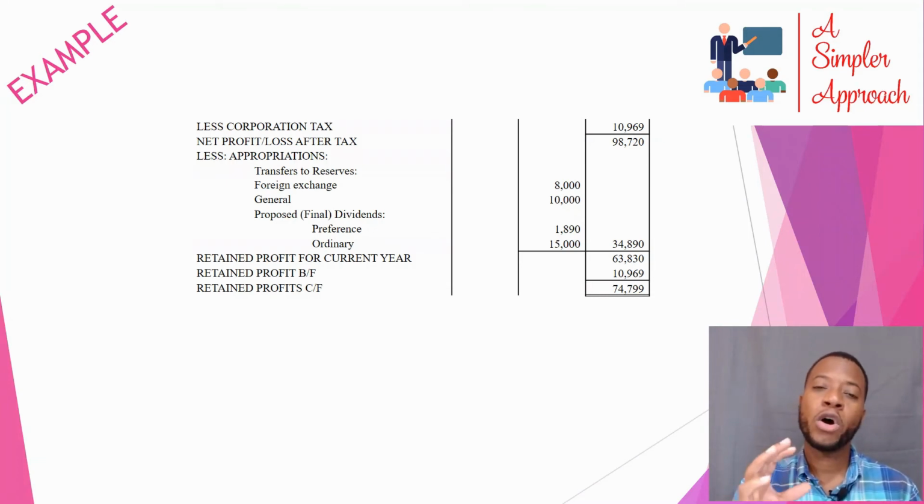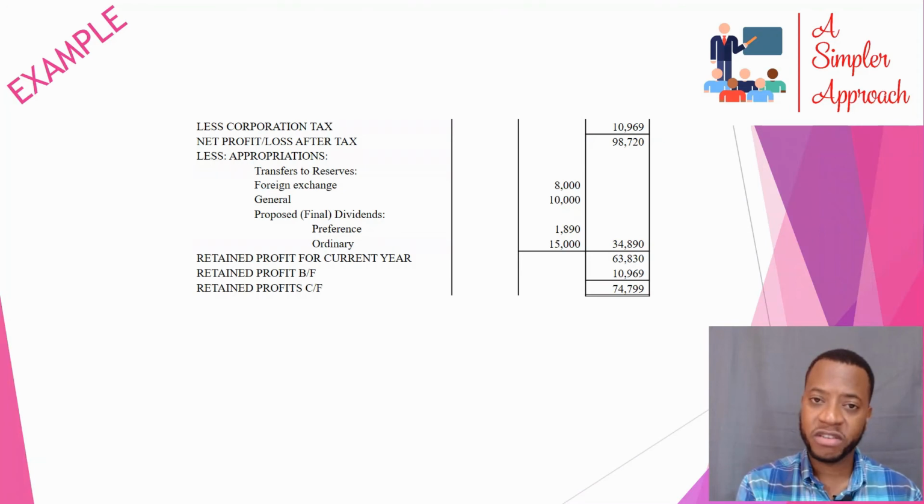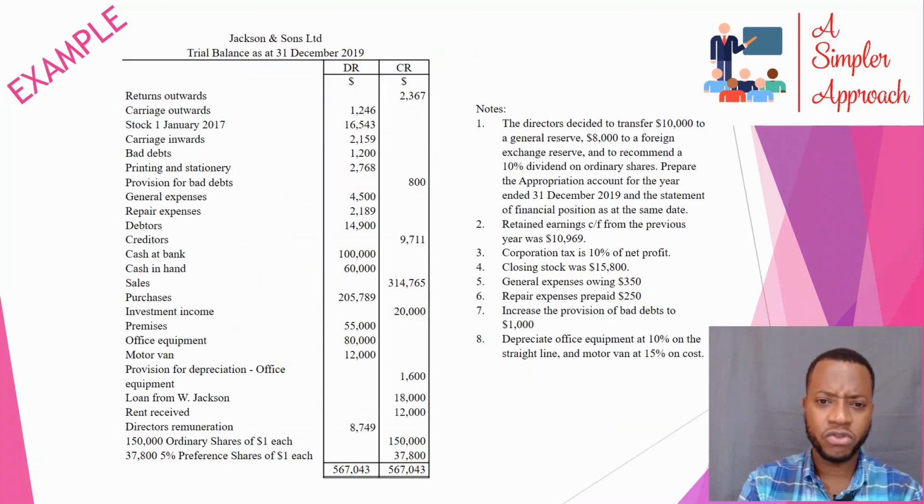Then you take care of your appropriations. Once again, always ensure that you pay keen attention to the additional notes. That is primarily where the appropriations will be placed. So in this example, we have transfer to reserves, foreign exchange reserve, and general reserve. And we had proposed dividends. Let me pause here to explain the proposed dividends to you. I think I'll have to backtrack for you to see it. Let me do just that.